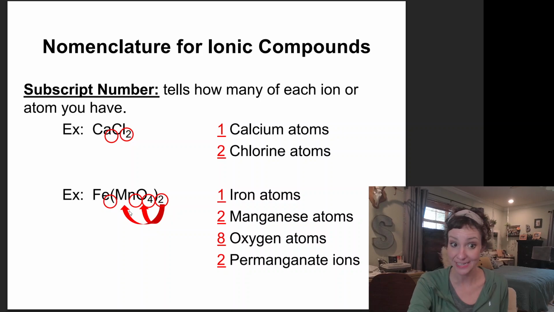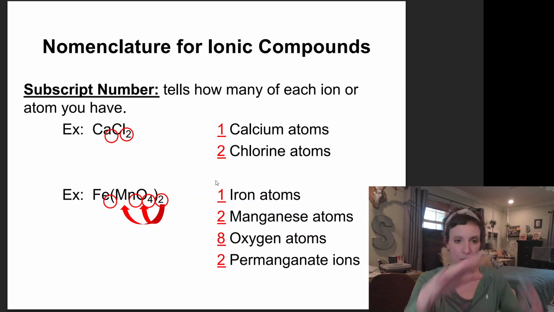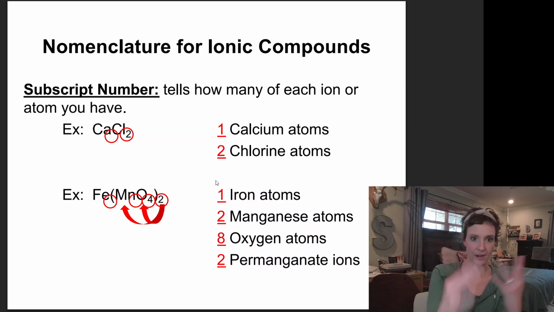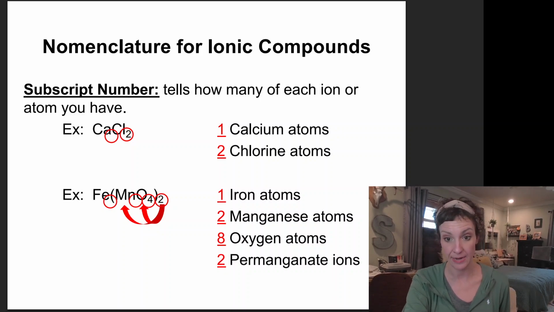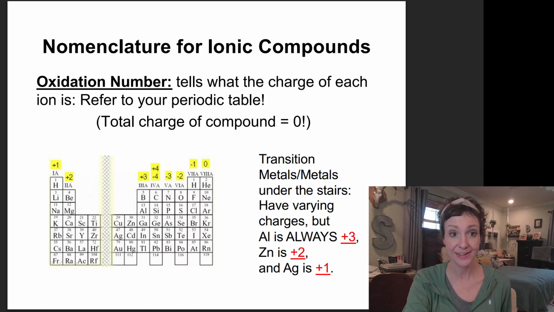Now, I can also ask about how many of the entire permanganate polyatomic ion. Well, the subscript on the outside of that entire polyatomic ion, that too tells me I have 2 permanganate ions. Okay.